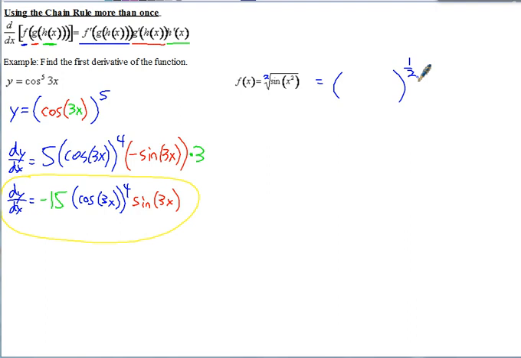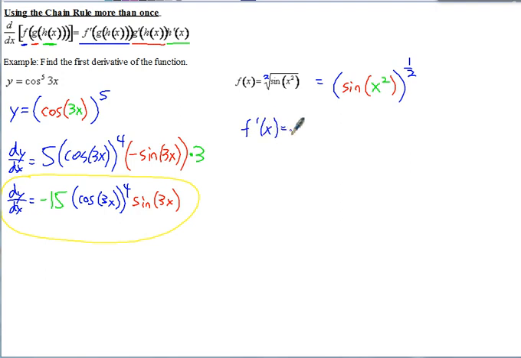And inside that, we've got sine. And inside sine, we've got x squared. So again, this to the 1/2 power, that's like our f. The sine is like our g, and the x squared is like our h. So we're going to start on the outside and work our way in.